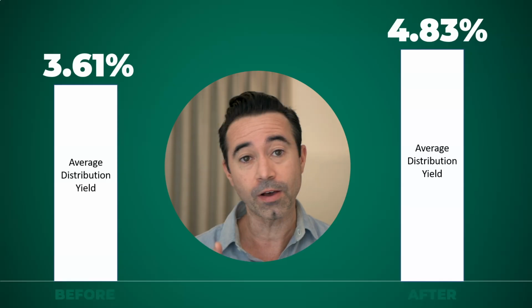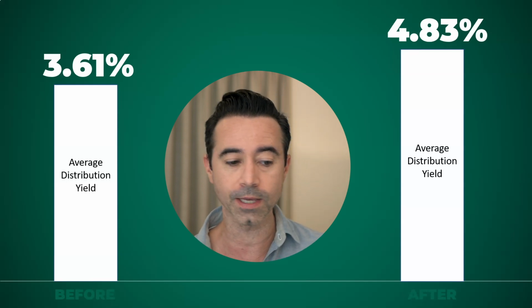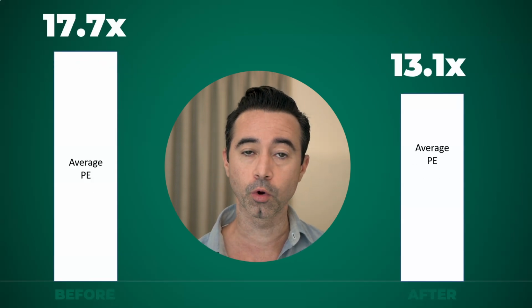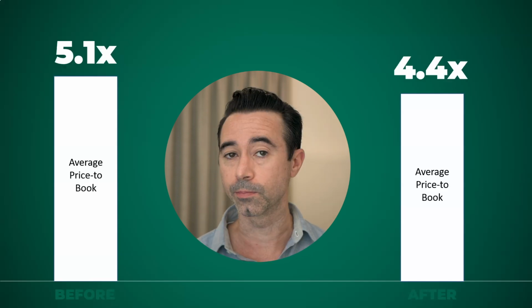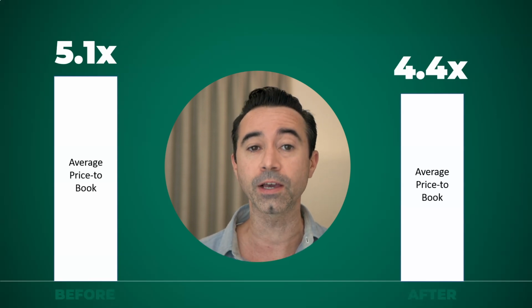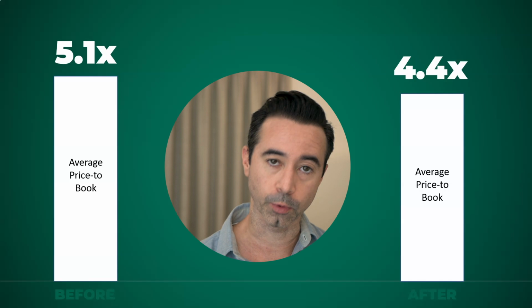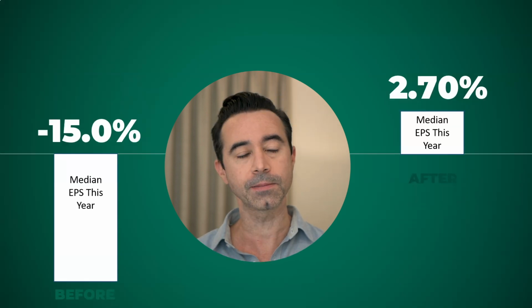But then again, we have a better distribution on the ones that went in. Distribution yield, 4.83% versus 3.61%. We have a lower PE ratio, so more value oriented for the ones that are going in. We have a lower price to book value also for the ones that are going in. So that's also a more value oriented number of stocks going into the portfolio. We have better earnings per share growth as well. All these factors to me seem very good. So am I happy with the companies that have gone into SCHD? Based on this, I am.